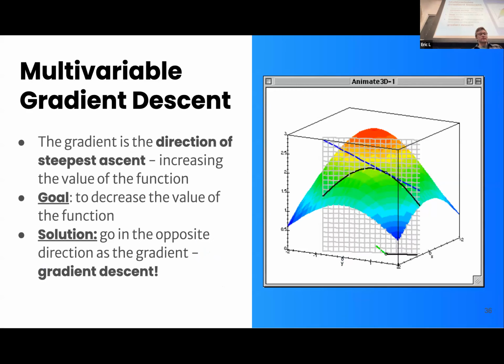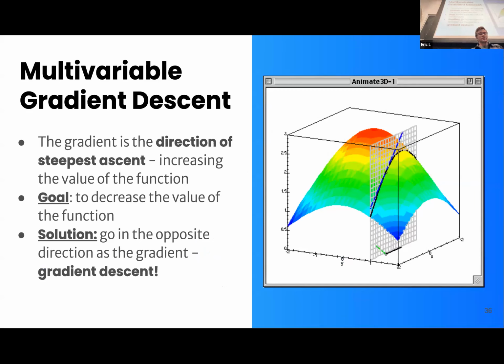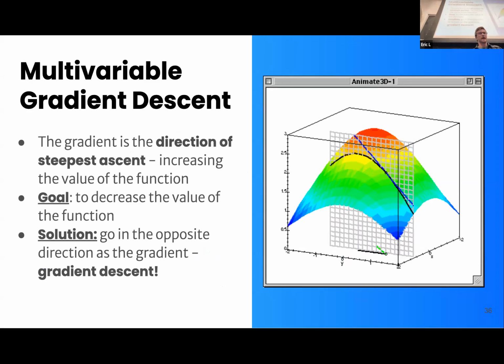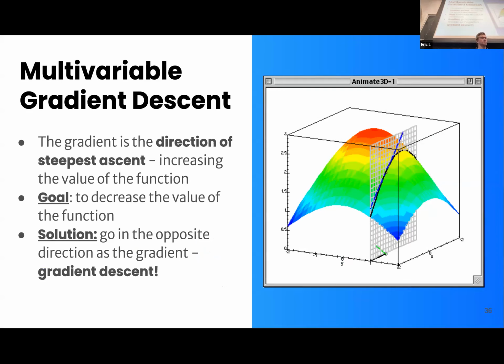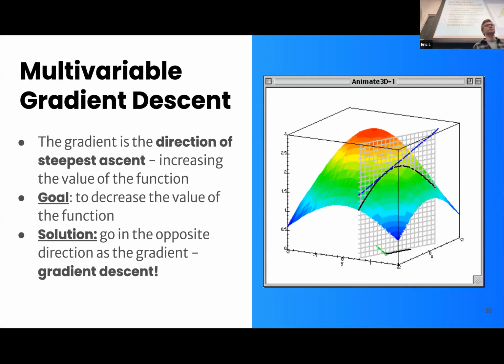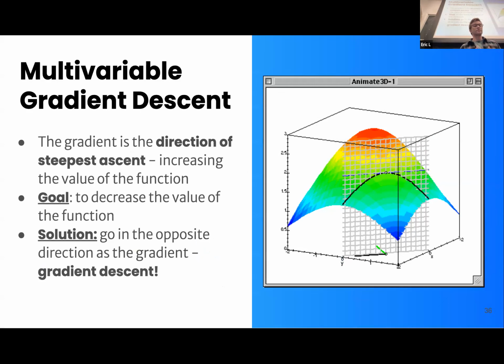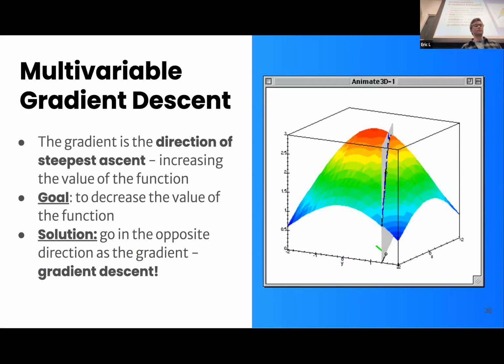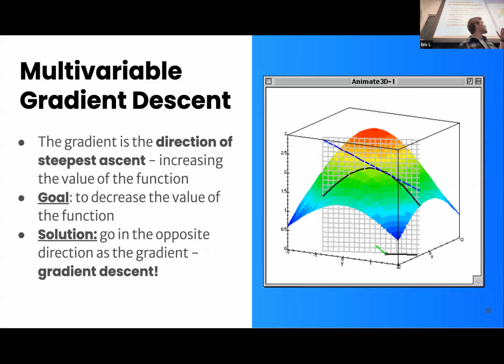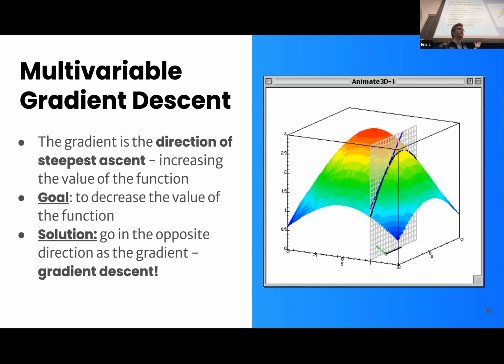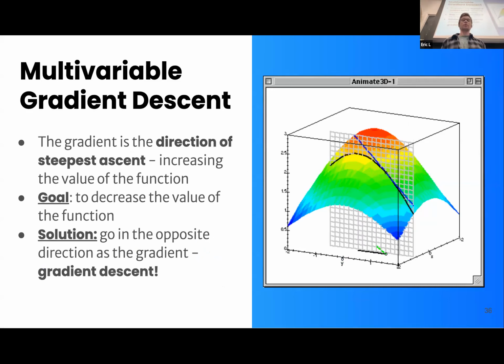In multivariable gradient descent, the gradient is the direction of the steepest ascent, and it depends on every single variable and essentially gives us what directions we need to move in each dimension to move towards a minimum. As we've been describing, the goal is to decrease the value of the function, and we're just going to keep going in the opposite direction of the gradient until we've found that minimal point.